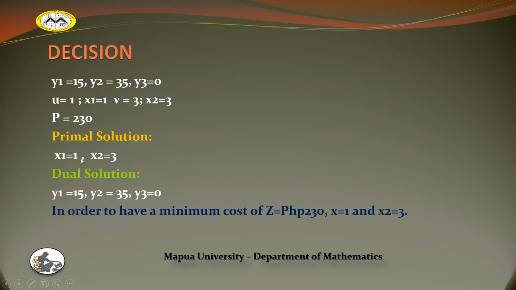As for our dual problem, we can now have a decision that for the primal solution, we have x of 1 and x of 2 equal to 1 and 3 respectively, because these are the values for u, slack variable, and v, slack variable respectively. And for our dual solution, where the variables are y of 1, y of 2, y of 3, the values are 15 for y of 1, 35 for y of 2, and 0 for y of 3. And this is our decision now that in order to have a minimum cost of z, which is 230, the values for x of 1 and x of 2 should be equal to 1 and 3 respectively.